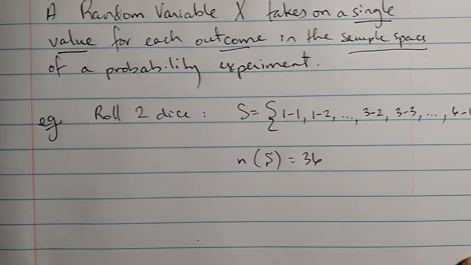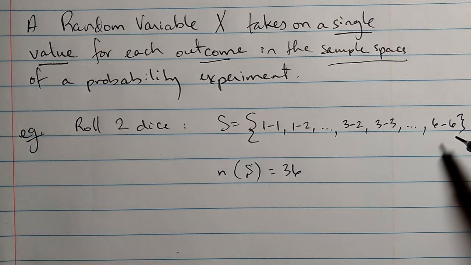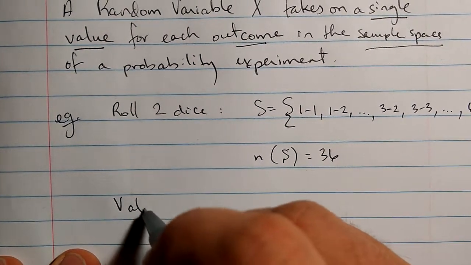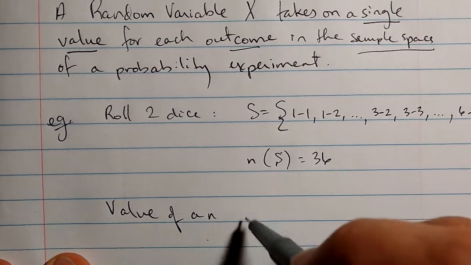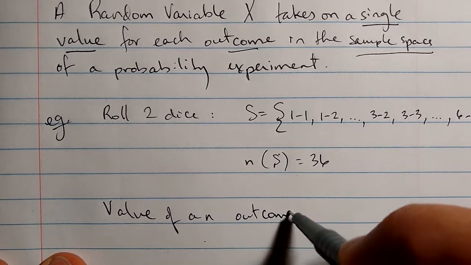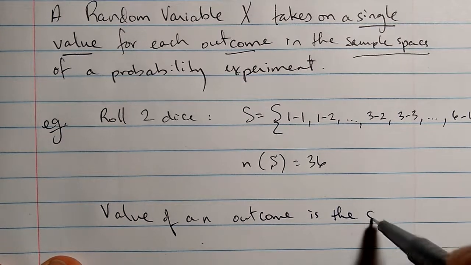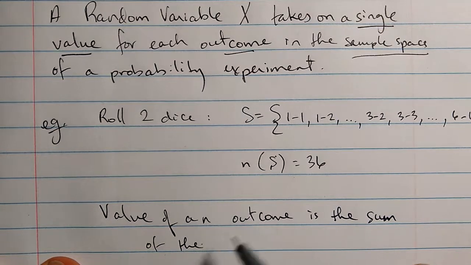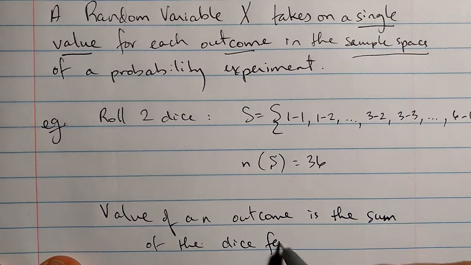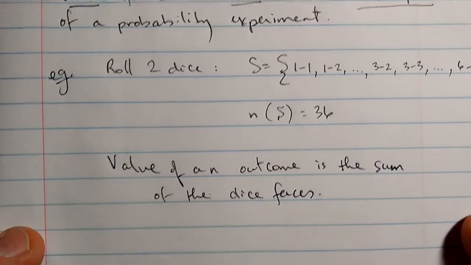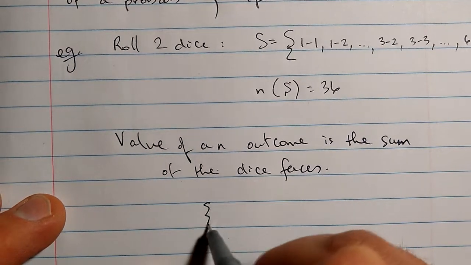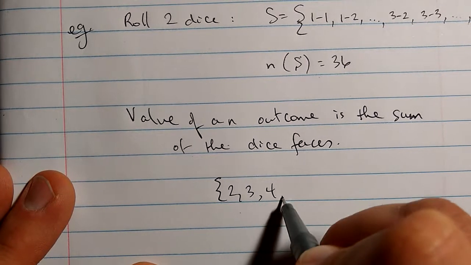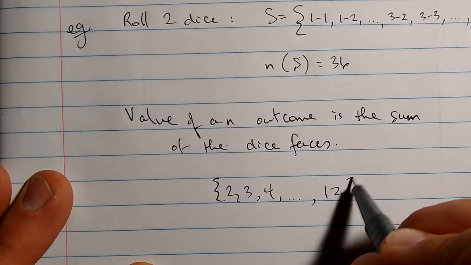So in order to turn this from a list of outcomes into values, we might do something like: the value of an outcome is the sum of the dice faces. And then in that case, the list of possible values, this is not the sample space, these are just the possible values. They are 2, 3, 4, and so on up to 12.